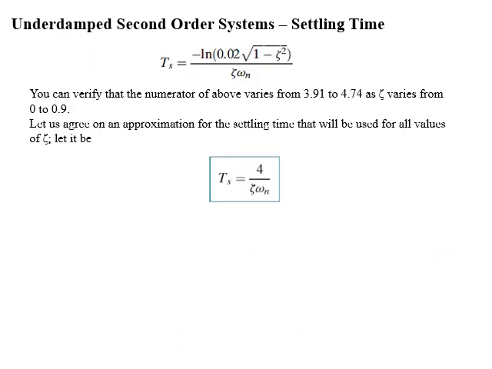Dear students, now we will generalize the relation for settling time. If you change zeta from 0 to 0.9 in the relation of settling time, its numerator varies from 3.91 to 4.74. So an approximation has been concluded for settling time for all values of zeta, that settling time equals 4 divided by zeta omega n.